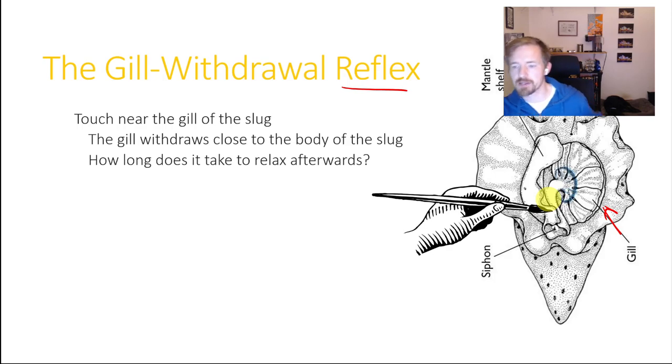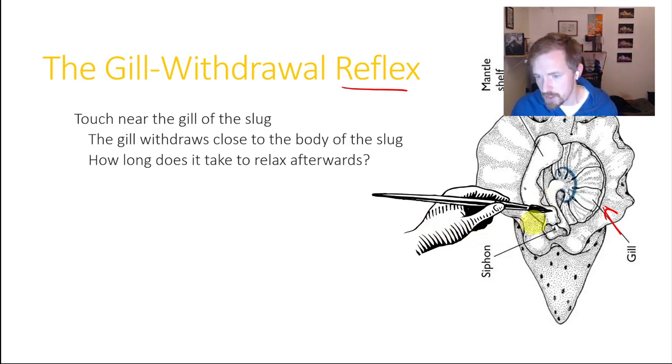It does that because it's trying to protect the gill. It's trying to protect it from whatever poked it, maybe it could have been a piece of coral, or maybe it could have been another fish. Whatever the cause might be, it wants to protect it because that is a vital piece of its body.